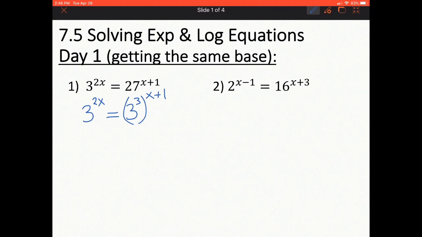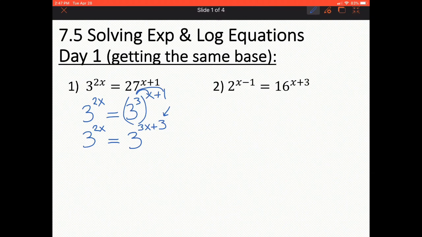All right, let's simplify from here. So 3 to the 2x equals, and then when we have a power to another power, we multiply. So we're going to distribute this. So it becomes 3 to the 3x plus 3 power. Be very careful of this one right here, this 3. Don't forget to distribute to both.